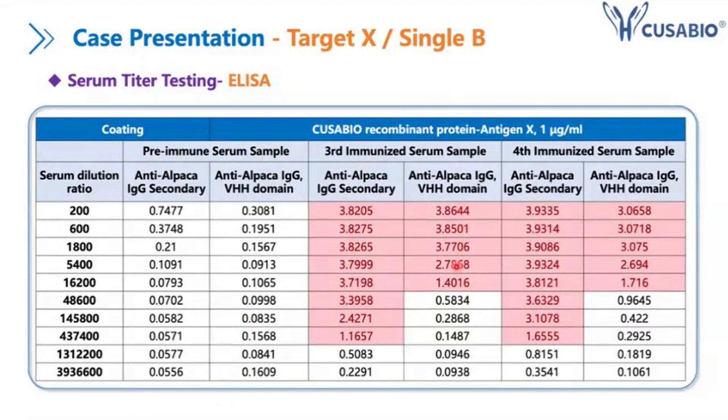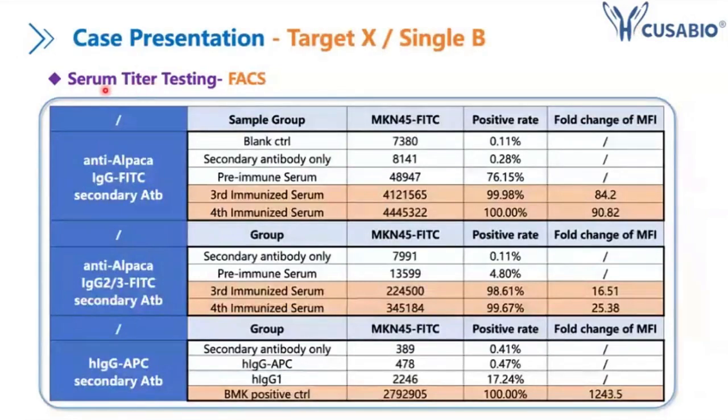And the four immunization results are here. Basically, after the third and fourth immunization, the result looks good. We also confirmed it with the Phage assay, still using the serum samples. We have different secondary antibody groups, a control, and the sample groups: the blank control, pre-immune serum samples, third immunization, and fourth immunization.